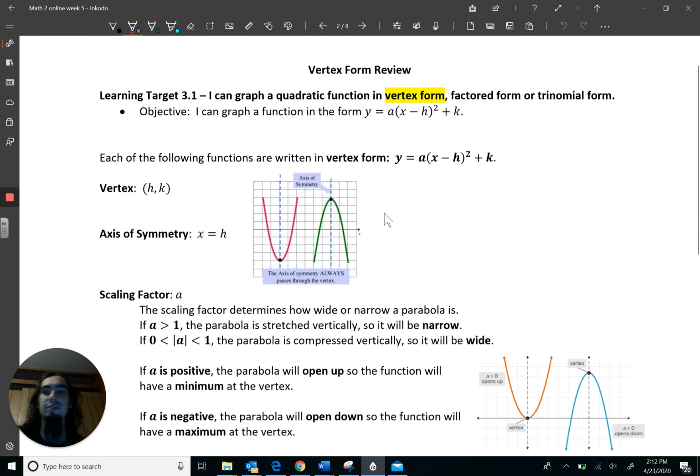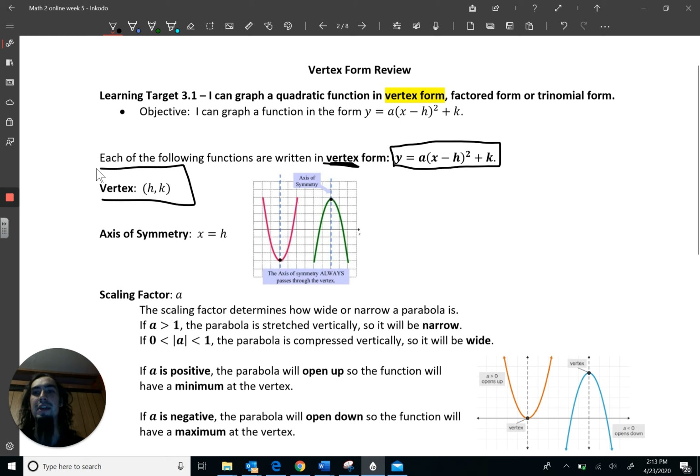So as you probably or hopefully remember, Vertex Form is one of the formats to put your quadratic equations in. So we also had trinomial form, and we also had factored form, and this is called Vertex Form. Well, why do you think it's called the vertex? Well, if you remember, there was something called the vertex of the parabola. And the vertex is this dot right here.